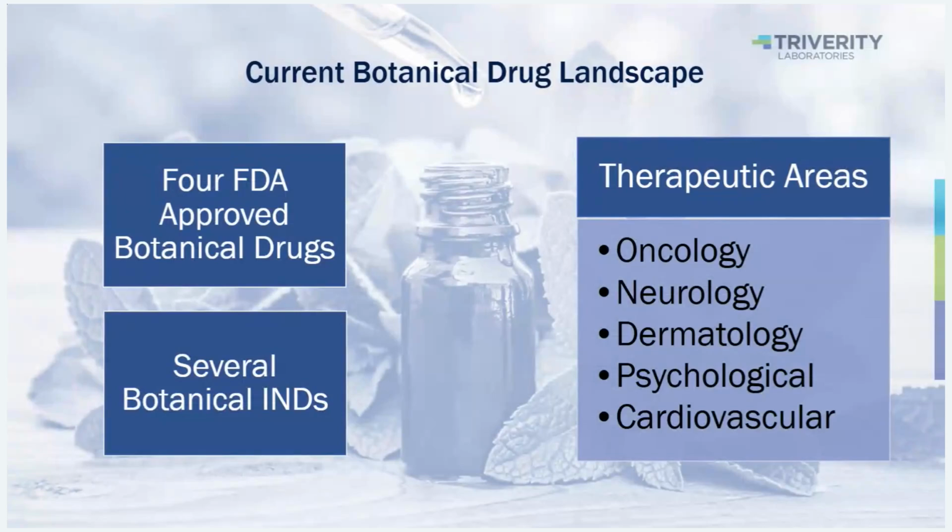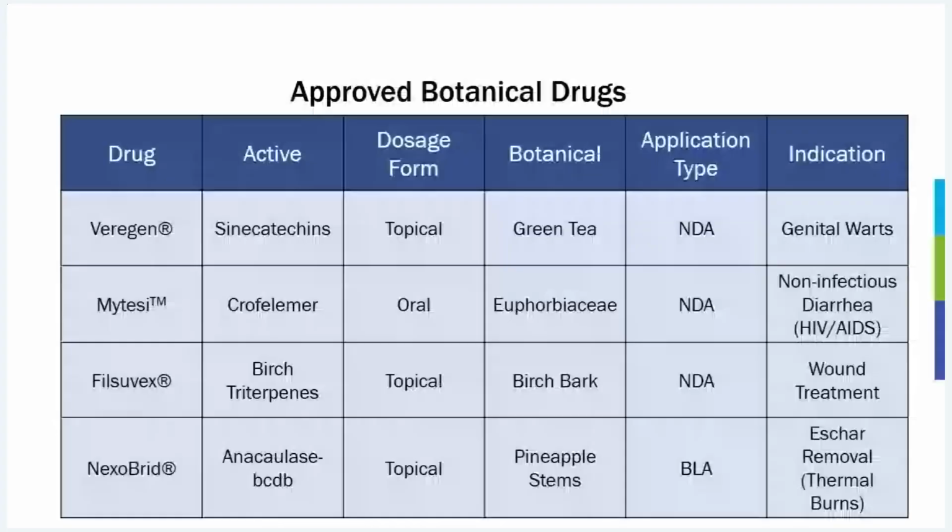So the current botanical drug landscape, as I said, there's 4 FDA-approved botanical drugs, and several, I think over 100, I can't remember the number, botanical INDs that are in process. The therapeutic areas for the INDs are listed there: oncology, neurology, dermatology, psychological, and cardiovascular.